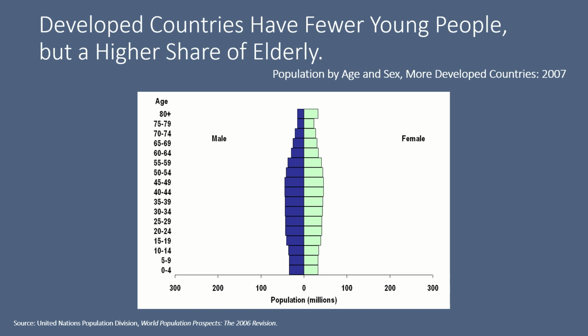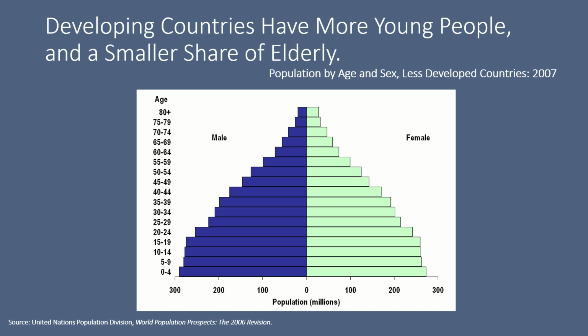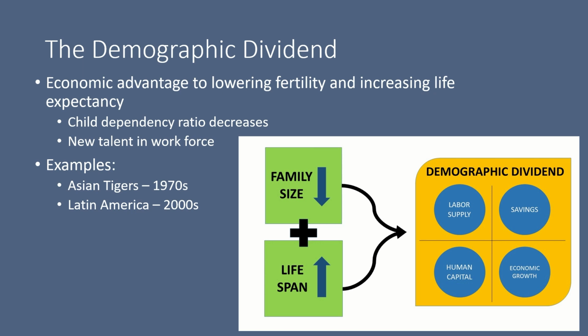What we're going to be talking about in this section is what's happening with fertility specifically. And this has implications for both developed and developing countries. Developing countries have more young people and a smaller share of elderly. As fertility declines, there's what's called a demographic dividend or payoff. There's an economic advantage to lowering fertility. What comes along with it is increasing life expectancy.